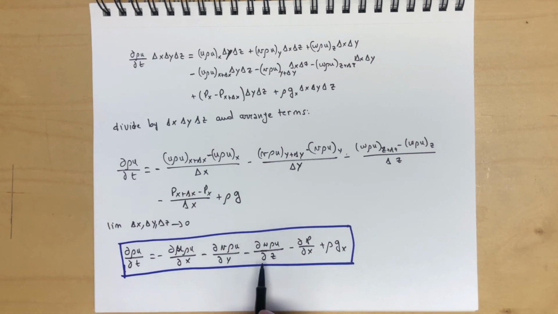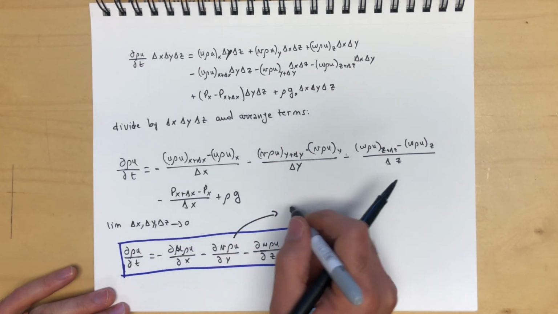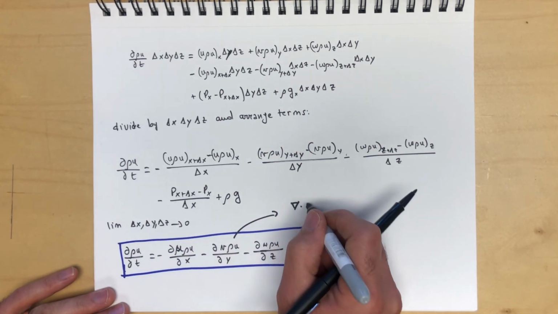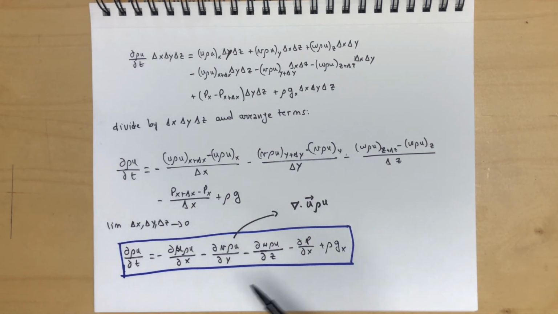Now you can write this in vector form if you want. Just the advective derivatives can be written as div u rho u. A similar thing applies for the y momentum and the z momentum equations, and you get the same exact thing doing the shell balance.